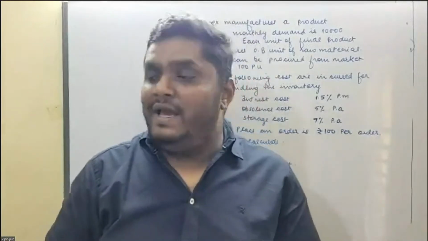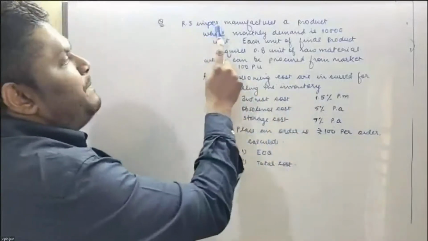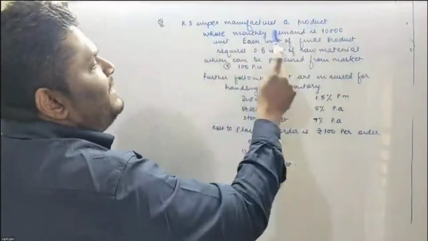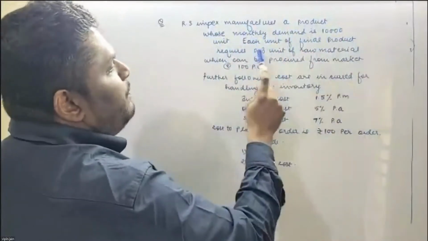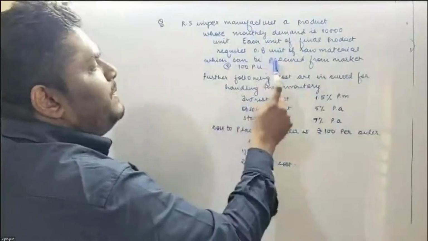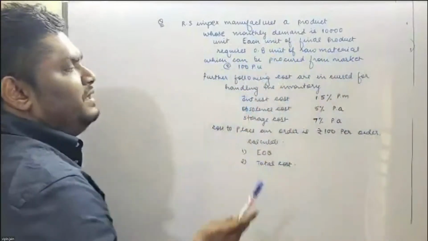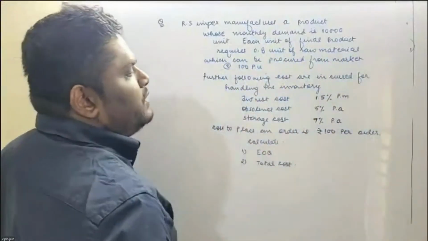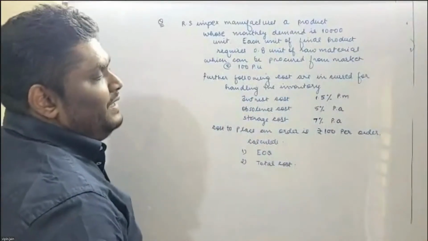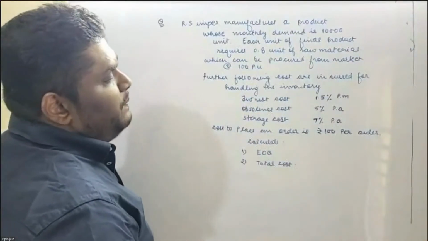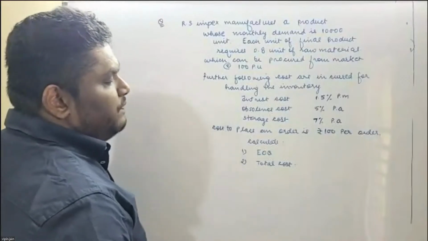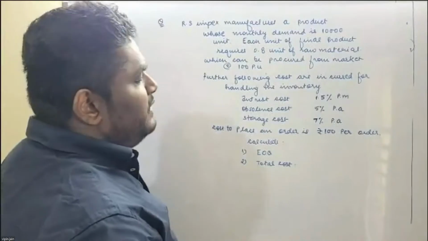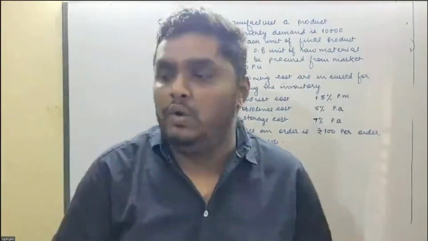So this is the question, guys. RS Impex manufactures a product whose monthly demand is 10,000 units. Each unit of final product requires 0.8 unit of raw material, which can be procured from the market at the rate of rupees 100 per unit. Further, the following costs are incurred for handling the inventory: interest cost 1.5% per month, obsolescence cost 5% per annum, and storage cost. Cost to place an order is rupees 100 per order. Calculate EOQ and total cost.